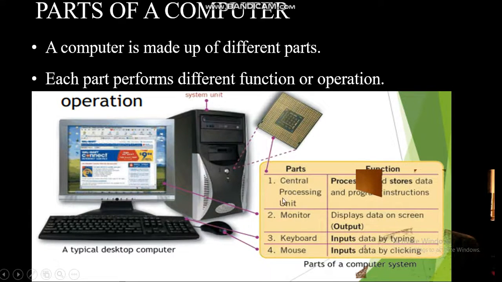So the central processing unit, that's the CPU, processes and stores data and program instructions, while the monitor displays data on the screen, that's the output. The keyboard inputs data by typing, the mouse inputs data by clicking. Everything inside the computer, as you see, has its own action to perform at all times.